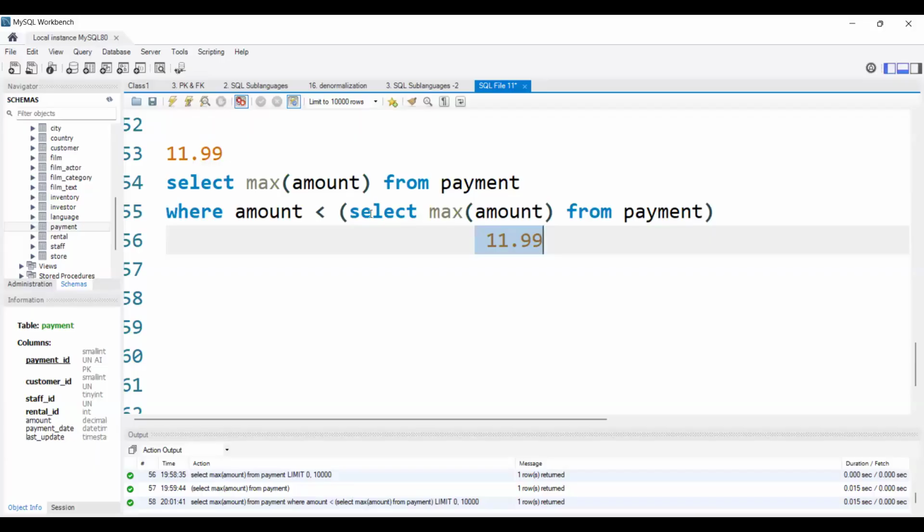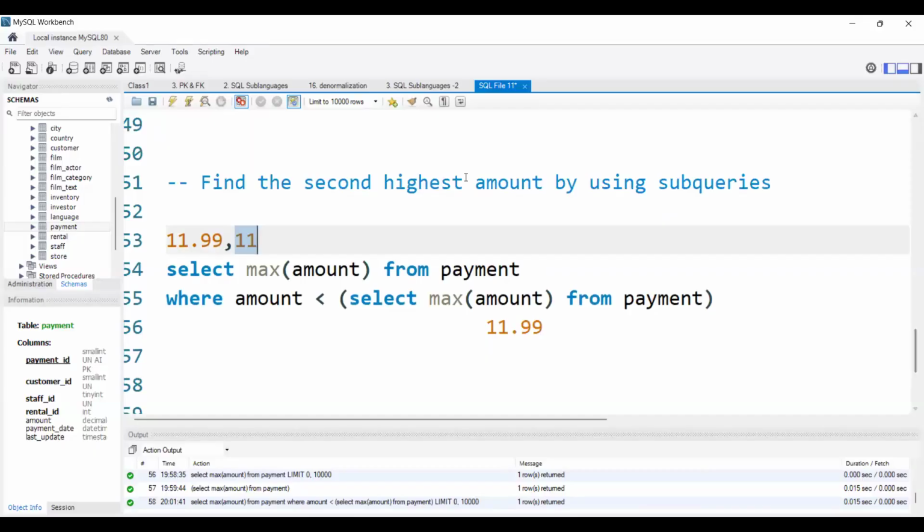Like that, it will leave all the 11.99s and execute once again. It won't consider 11.99. After 11.99, if I have 11, it will display this one and compare this 11 with this value. As 11 is less than 11.99, it will display this data for me, and this will become the second highest value. Am I clear, guys? Yes, I'm clear. Yeah, this is how we need to write.